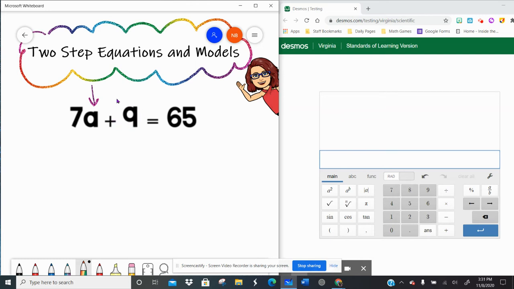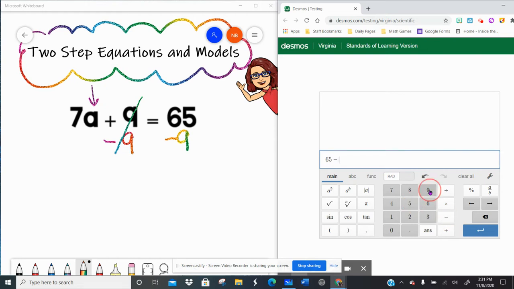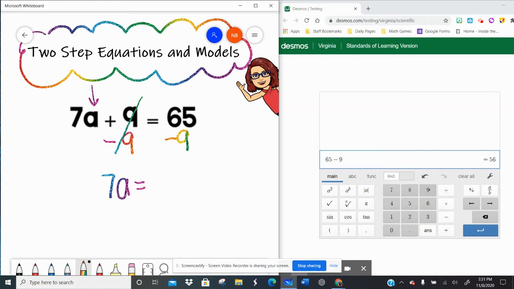We call that the constant. It's on the side with the variable, but it's not the coefficient. So in order to get rid of plus 9, I'm going to subtract 9. And whatever I do to one side, I have to do to the other. If I have 9 and I take away 9, that's now 0. So in my calculator, I do 65 minus 9, and I get 56. So now I have 7a equals 56.